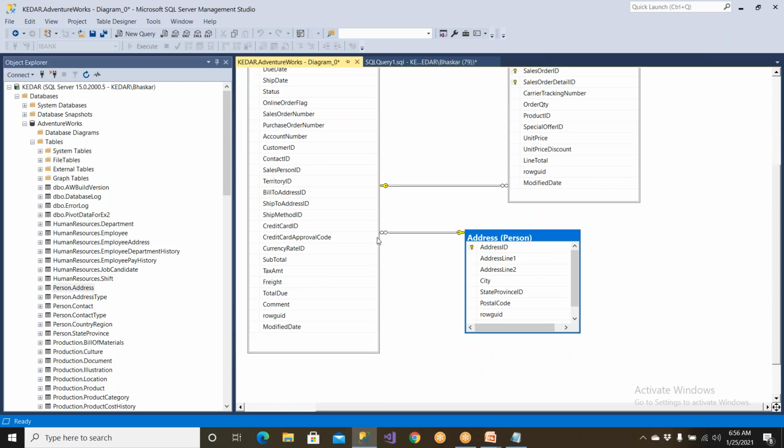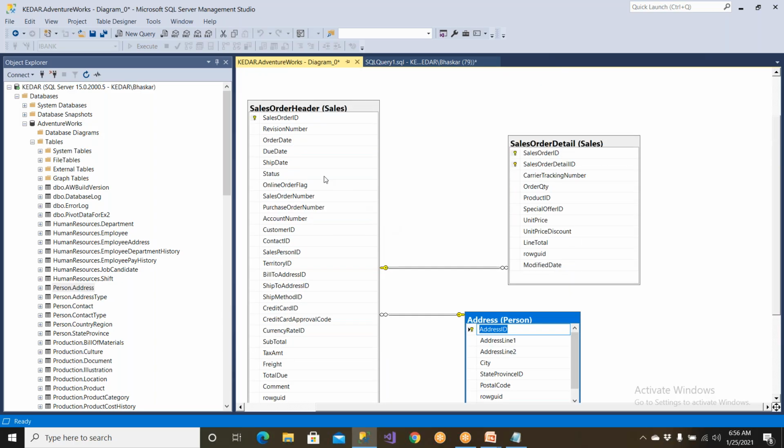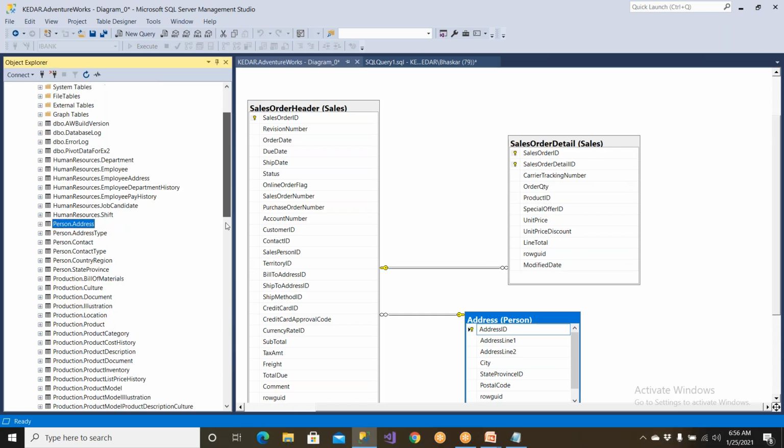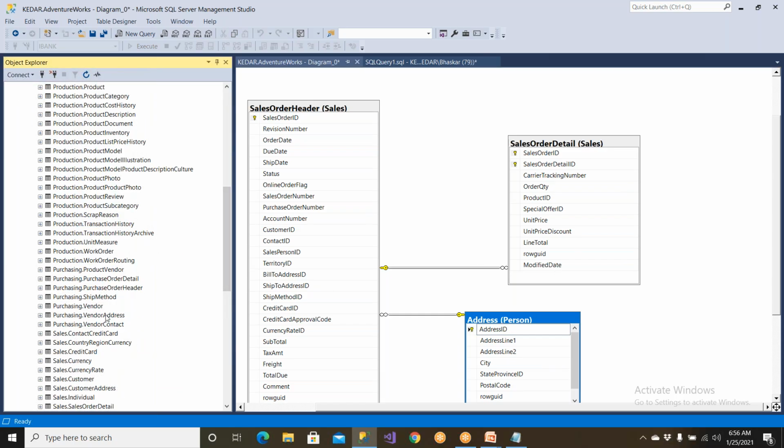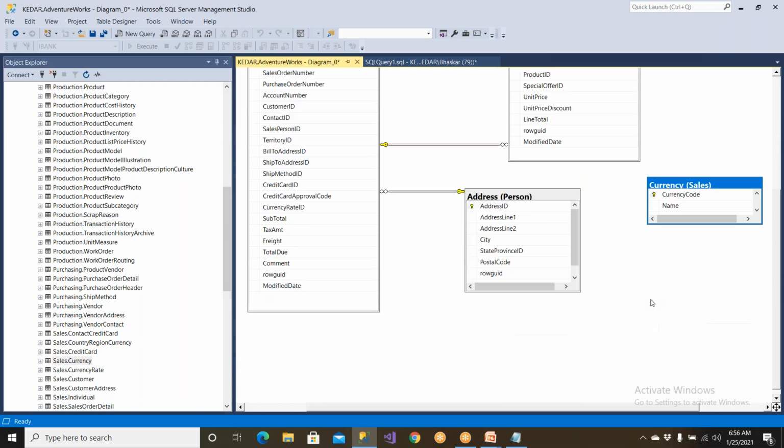It is again joined with this table. So that's it. This primary key in this table is joined with this. Clear? So nobody can tell you. You should be able to know these are the tables and this is how these are connected. When you drag and drop, for example, I wanted to know how the currency table is linked. So when you drag and drop, the currency table is an independent table.